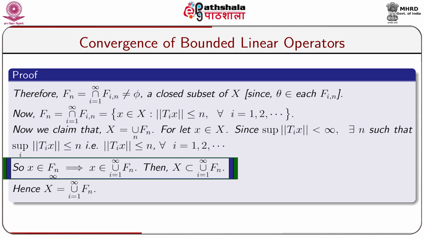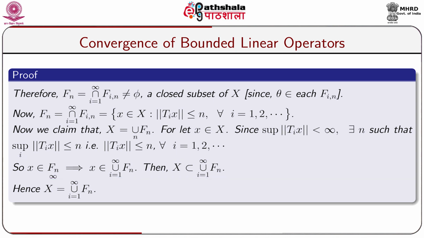We have started with an element x belongs to capital X. So, x is a subset of the union of i equal to 1 to infinity of Fn, and each Fn is a subset of X, and the union of Fn is a subset of X. So, we get X equal to the union over i equal to 1 to infinity of Fn.